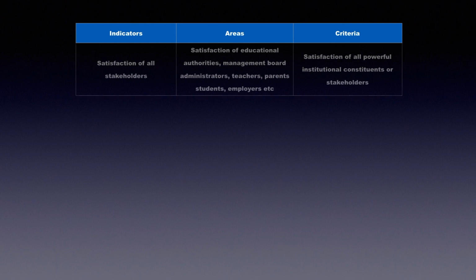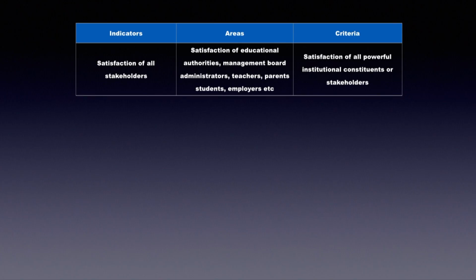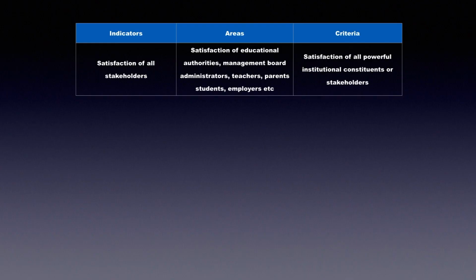Another indicator is the satisfaction of all stakeholders. If all the stakeholders are satisfied, it is assumed that the institution is moving in the right direction. So, satisfaction of the educational authorities, management, board, administration, teachers, parents, students, and employers is an indicator for the growth and development of an institution. If they are satisfied, the customer is satisfied, indicating that the institution is achieving the objectives for which it has been set. So, satisfaction of all the powerful individuals, institutional constituents or stakeholders is an important criterion for understanding the effectiveness, efficiency, and quality of output of any institution.